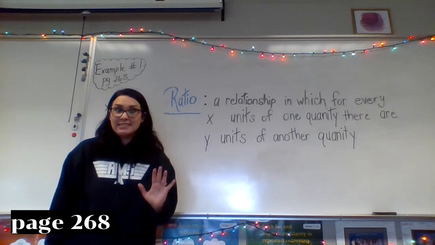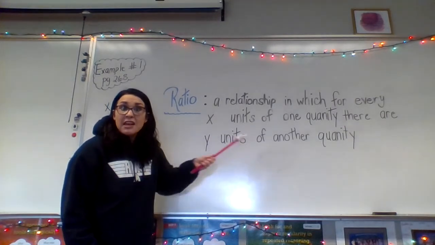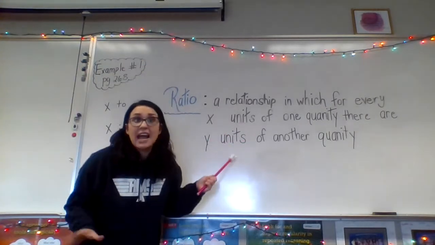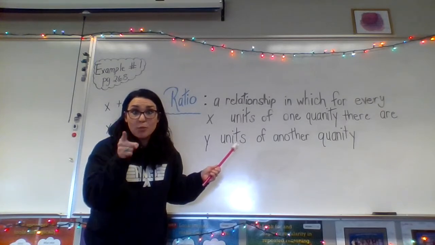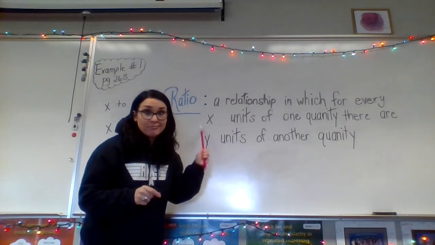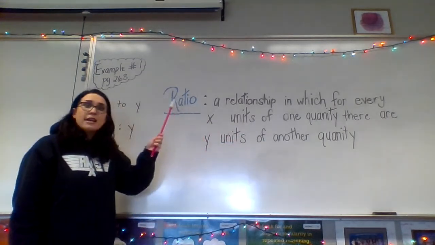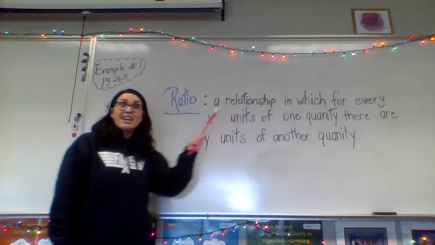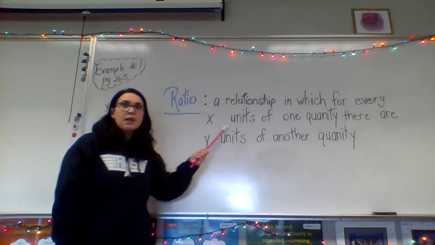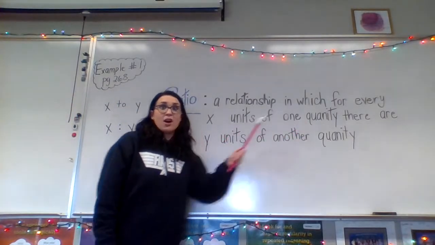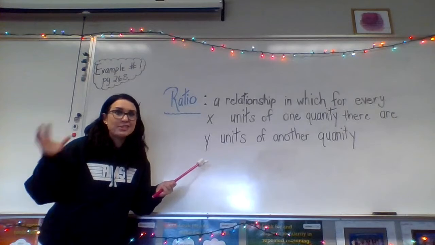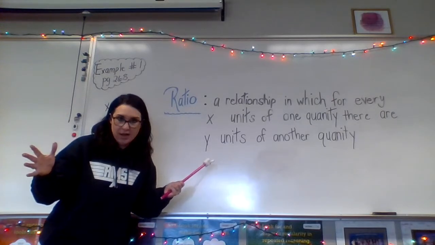But before we get to that fun stuff, let's talk about a ratio. This is the definition that's in your book on page 268, and I would highly recommend that you put that in your math notebook because it's important, and we're going to be talking about it a whole bunch. So, math notebook, this stuff, important. A ratio is a relationship in which for every x units of one quantity, there are y units of another quantity. Here x and y are just variables, stand-ins for whatever we're going to be talking about.